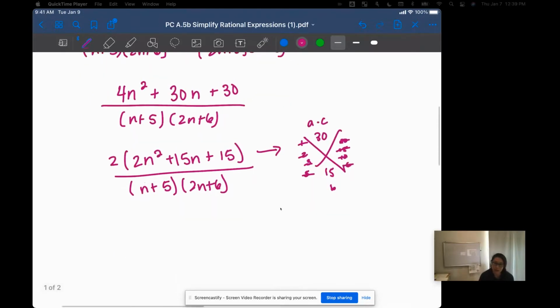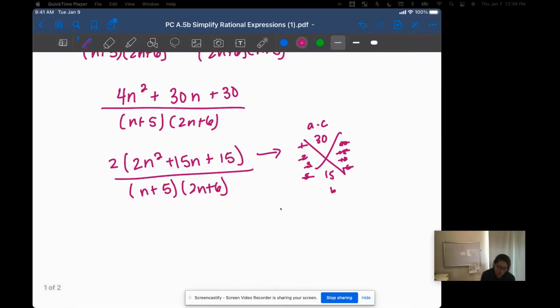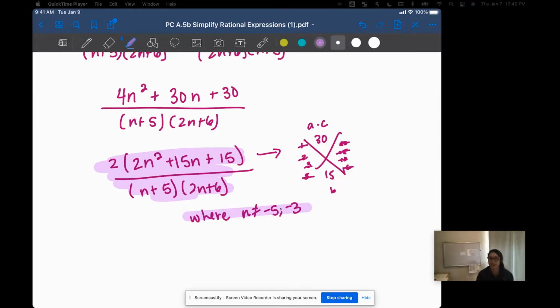So nothing is going to cancel in the numerator and the denominator. So I end up with this. And we need to say where n cannot equal -5 and -3, because those are my excluded values. All right, last one.